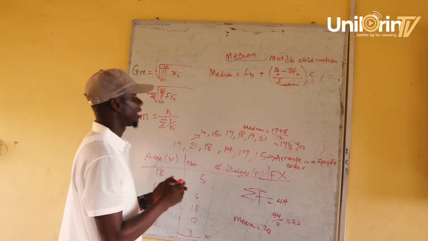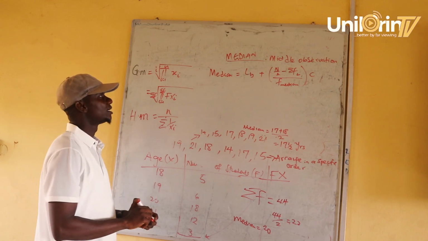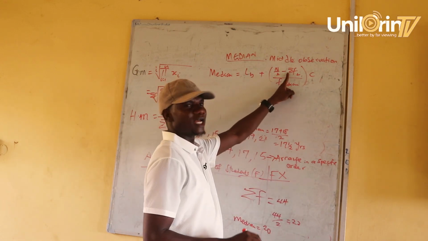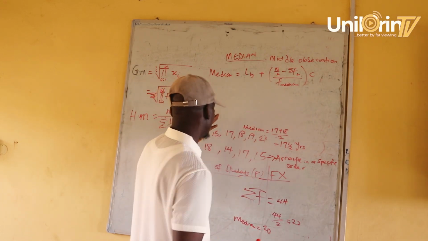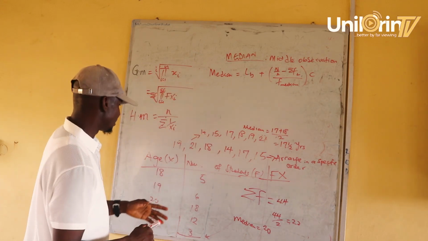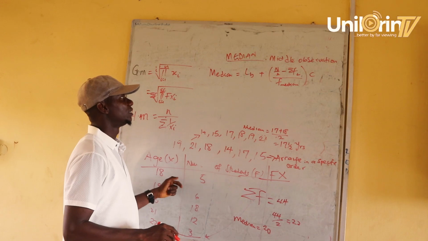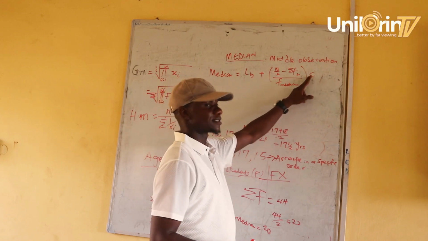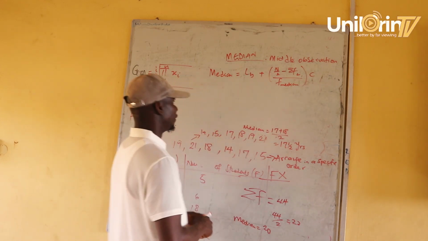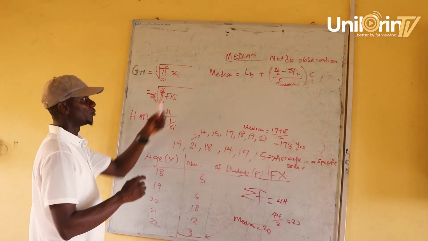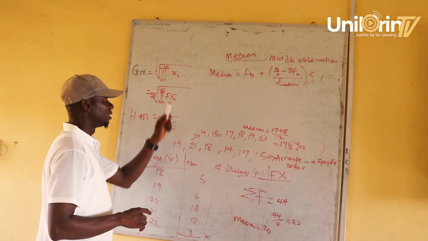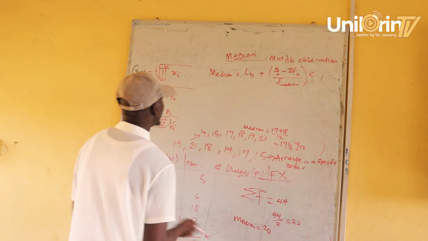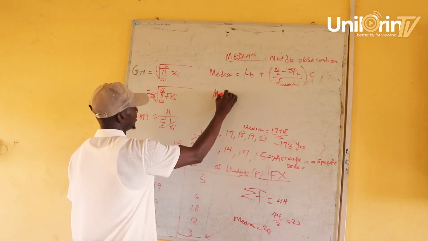LB is the lower class boundary of the median class. N is the total frequency, or summation of the frequency. Summation F subscript N is the sum of the frequencies of the classes before the median class. F median is the frequency of the median class, and C is the class width. If we obtain our information from that form of table, we substitute it into this and we have the median for this observation.